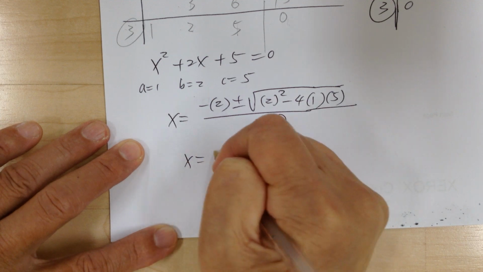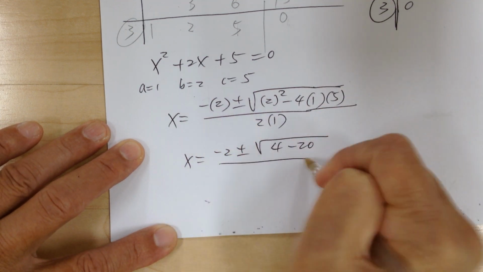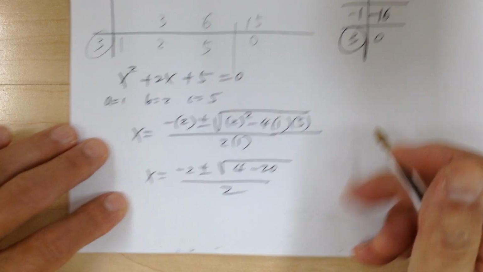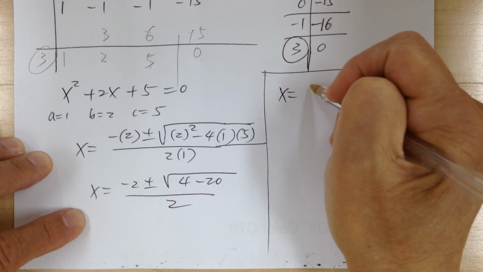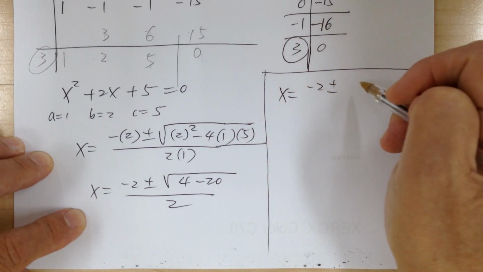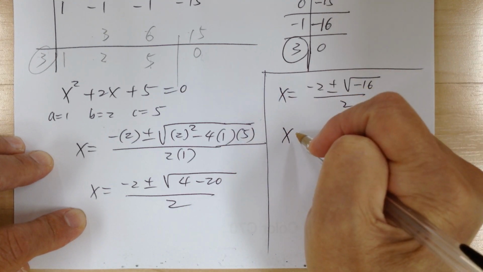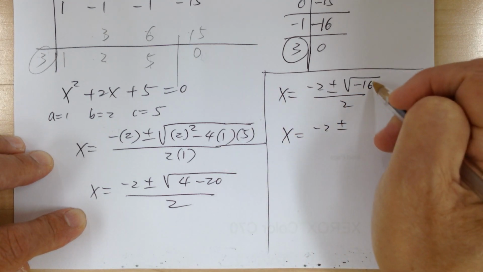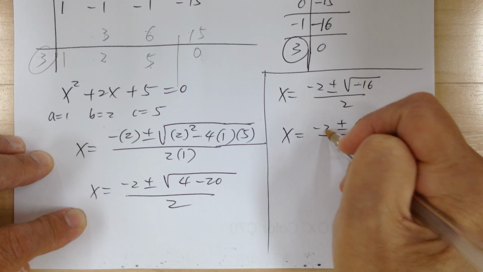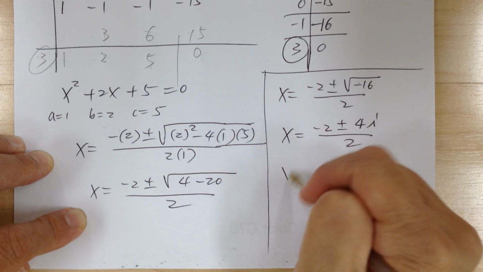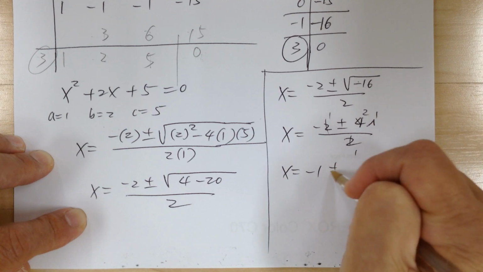Okay, so x equals negative 2 plus or minus the square root of 4 minus 20, over 2. Continue over here: x equals negative 2 plus or minus the square root of negative 16, over 2. So keep going: the square root of 16 is 4, and the square root of a negative is i. Then divide everything by 2, so x equals negative 1 plus or minus 2i.